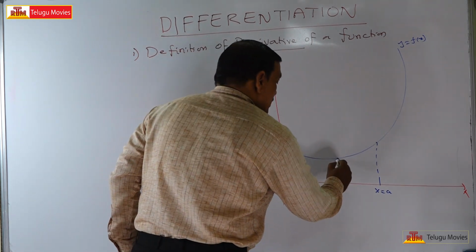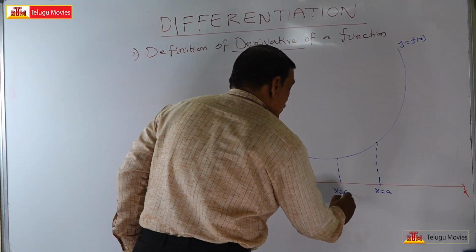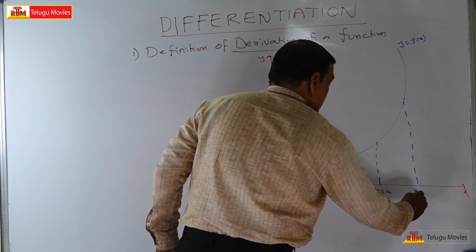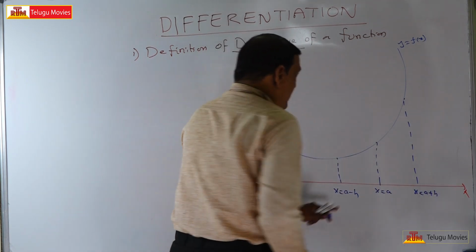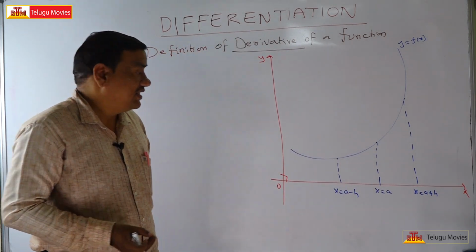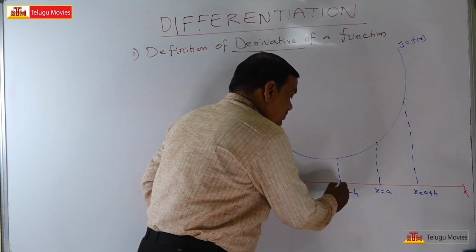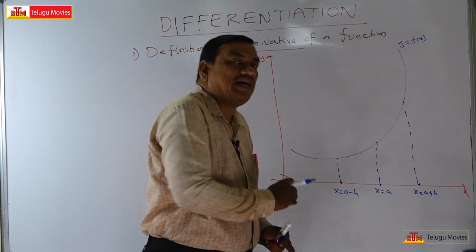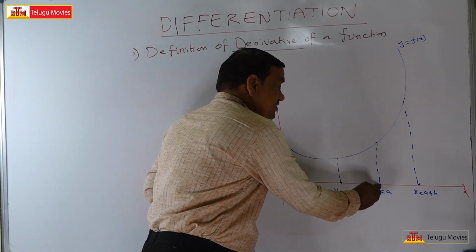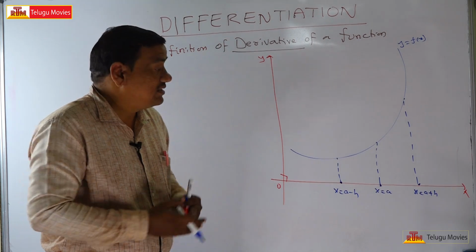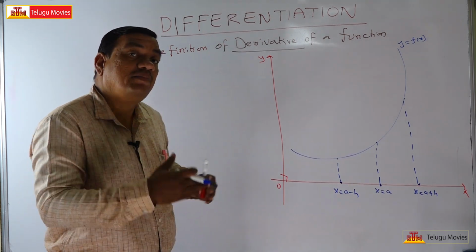Let us take another 2 points. This is x is equal to a minus h. Here it is x is equal to a plus h. Observe here, h is a very very small quantity. That means these points lie just beside the point a. For our understanding purpose, I am drawing a little bit of distance.